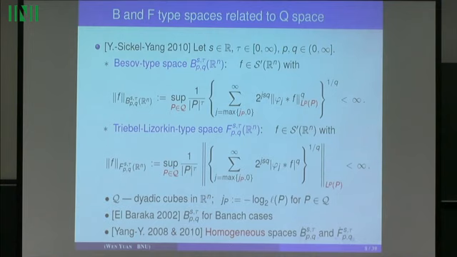The Besov-tau space when p and q are greater than or equal to 1 was introduced by El Baraka in 2002. The inhomogeneous version was introduced in 2010. The homogeneous version was introduced in 2008 and 2010 by us.